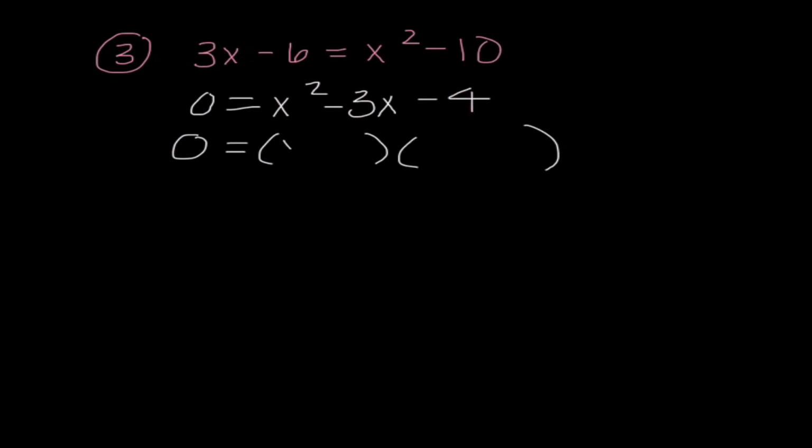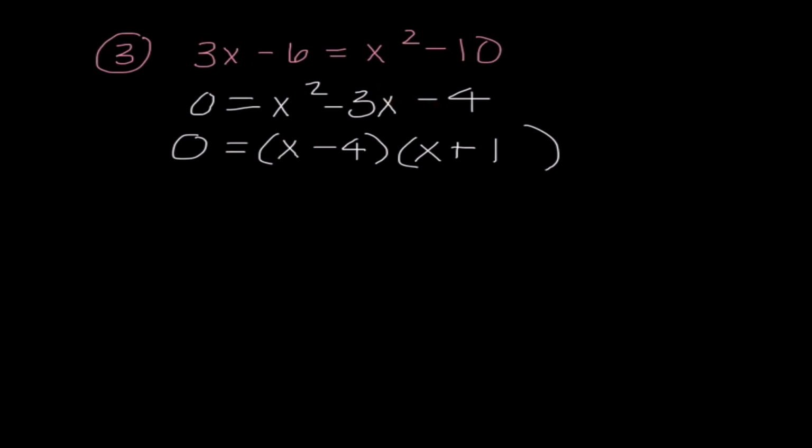So if I'm factoring it, I know x times x makes x squared, and I need to think, what are the factors of negative 4? And I'm going to try negative 4 and positive 1. And let's just double check, outside and inside. 1x minus 4x is negative 3x.